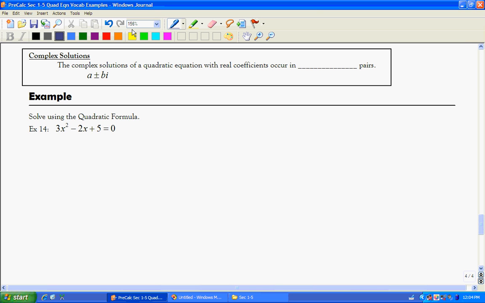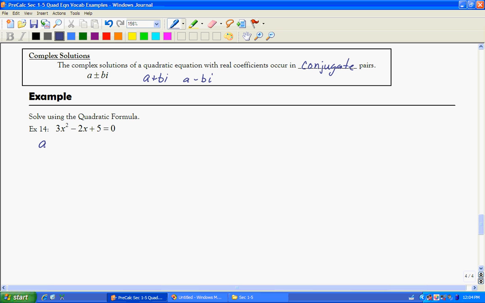Okay, so what happens when we get a complex solution when we solve the quadratic formula? Well, remember a complex solution has real coefficients a and b. The i is the imaginary term, so we can write that as a plus or minus bi. They come in conjugate pairs. And we simplify it as a plus bi, but just remember this equals two different complex solutions, a plus bi and a minus bi.